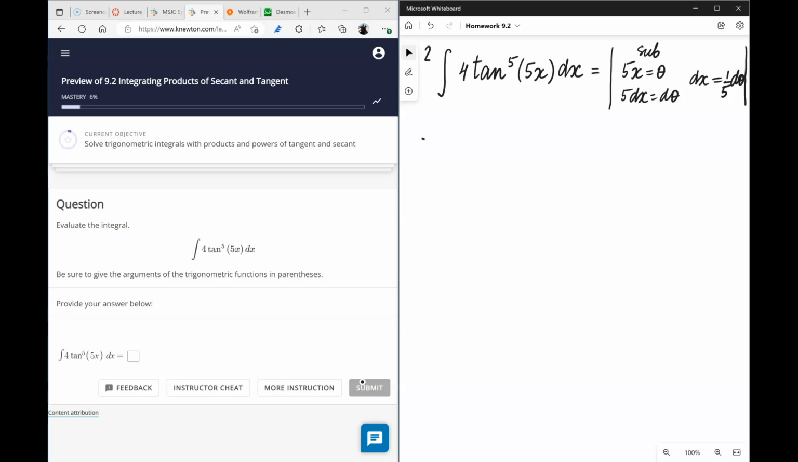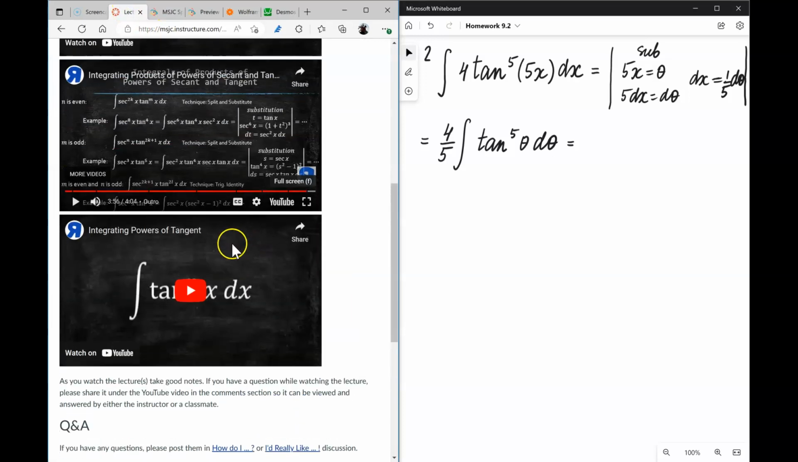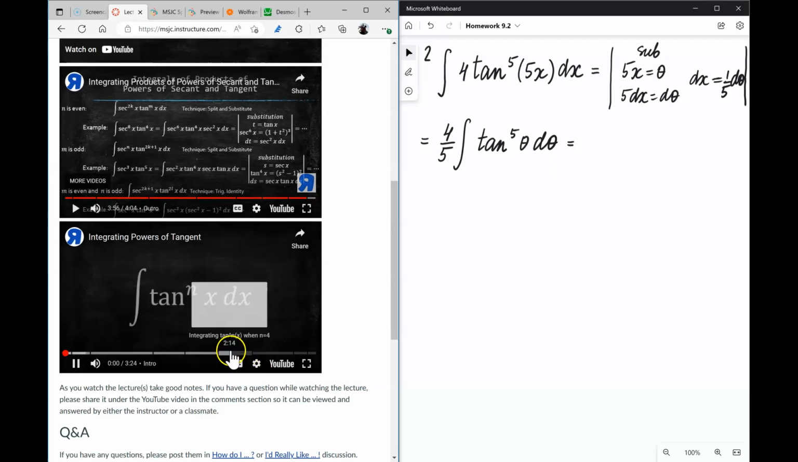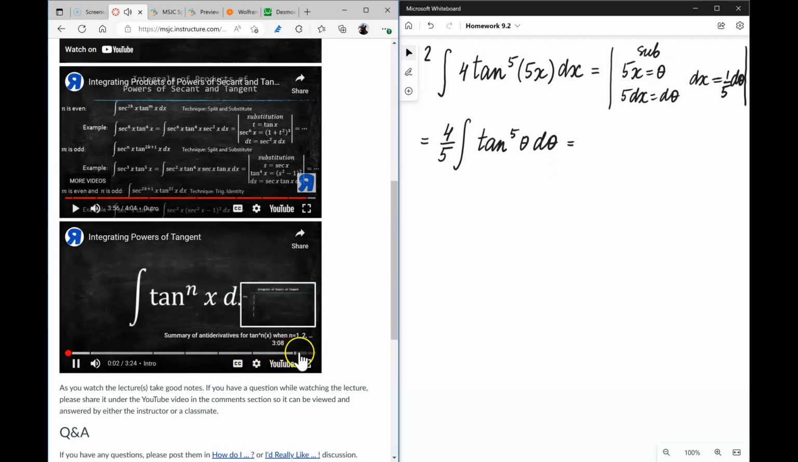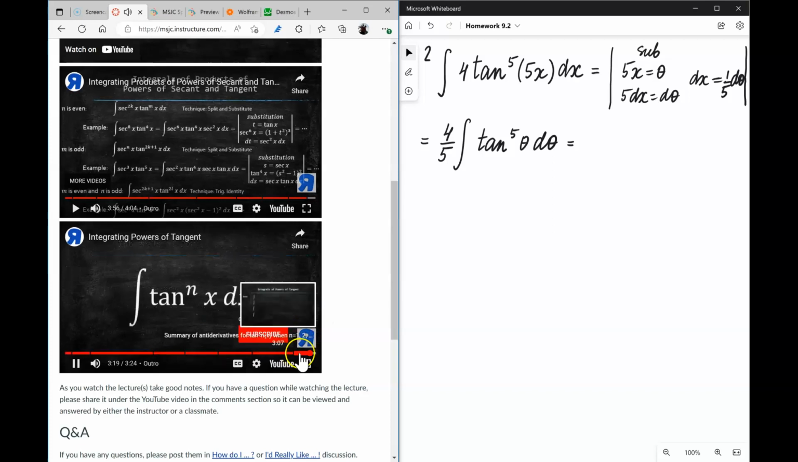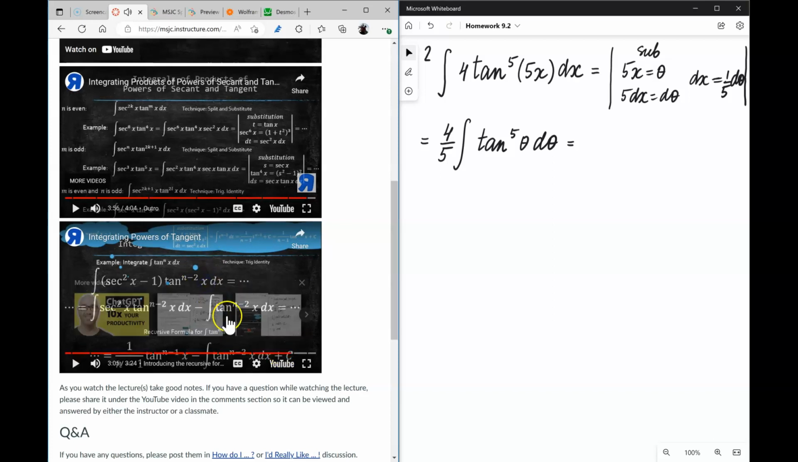And now we take out 4, and also 1/5 comes outside, and we have tangent to the power of 5 of theta d theta. And how do we integrate powers of tangent? This is what we discussed in this video. Just to go real quick here, we definitely should know all this for powers up to 4, and since we have power of 5, we probably need to learn this approach.